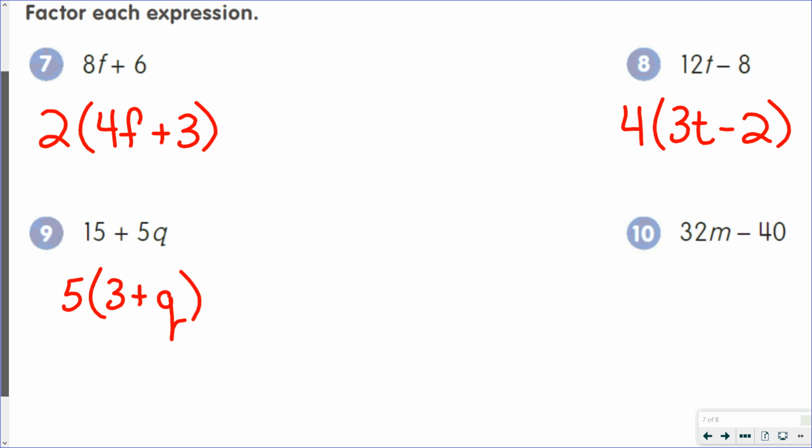And 32m minus 40, the highest number I can divide those by is 8. 32m divided by 8 is 4m. 40 divided by 8 is 5. And again, we want to divide them by the highest number we can. We could divide 32 and 40 by 2. We could also divide them by 4, but those are not the highest numbers that we could divide them by.